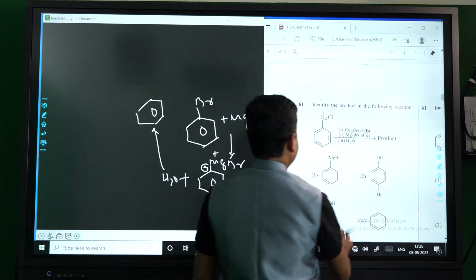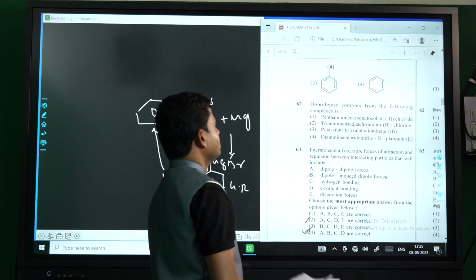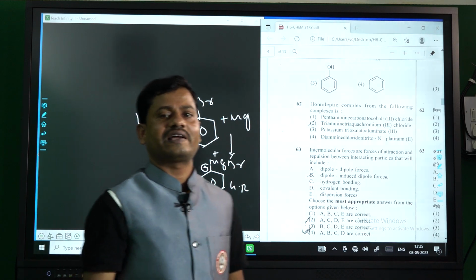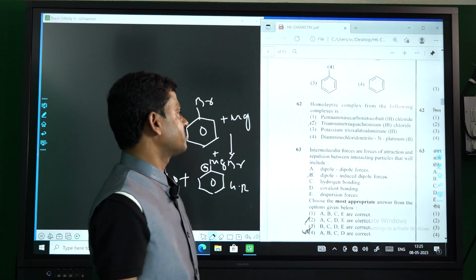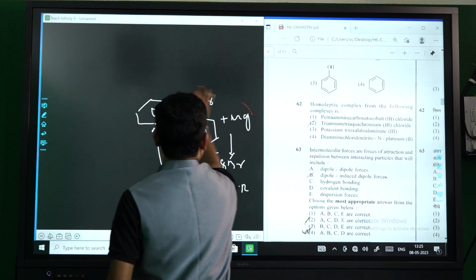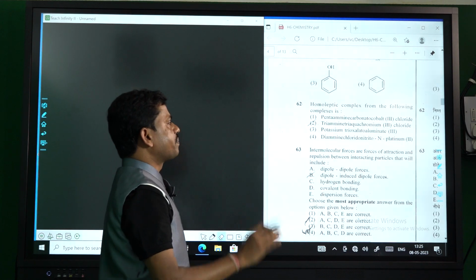So option 4 is correct, and that question is directly given in your chapter on amines in your NCERT book. So now come to the next question. Question number 62, homoleptic complex.